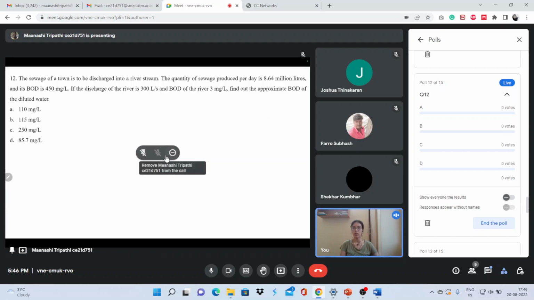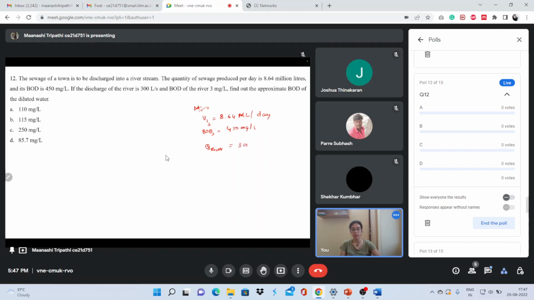The sewage of a town is to be discharged into a river stream. The quantity of sewage produced per day is 8.64 million liters, and the BOD is 450 milligrams per liter. Quantity is produced, or we will write in terms of volume because it is given in terms of volume. 8.64 million liters of sewage, and BOD of sewage is 450 milligrams per liter. Discharge of the river is 300 liters per second, and this is in per day.